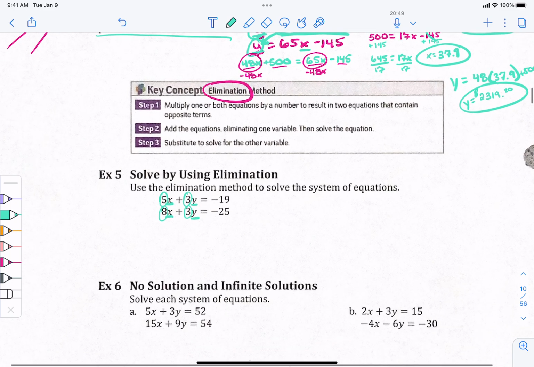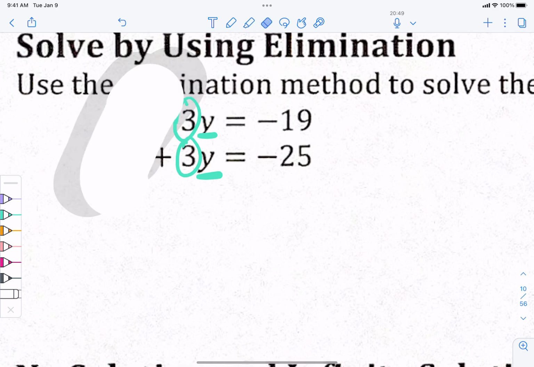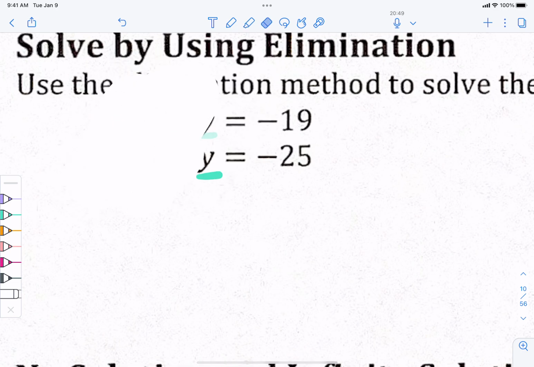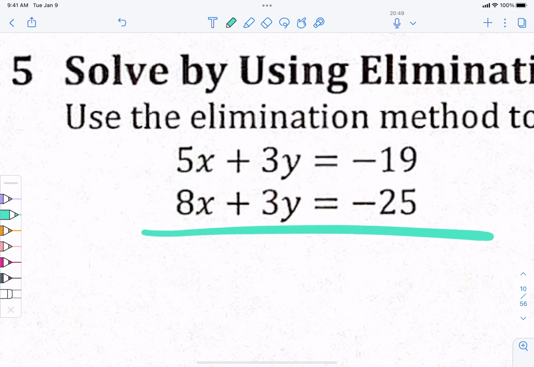Okay, all right, example 5. Now they're saying use elimination. Okay, so elimination means that I want to be able to look at this and I want to add these two equations together. And I want to either cancel the x's out or cancel the y's out. Cancel the y's. Okay, cancel the y's out. All right. Now, 3y plus 3y, if I add those together the way they are right now, it would be 6y. So they don't cancel right now, but what do?